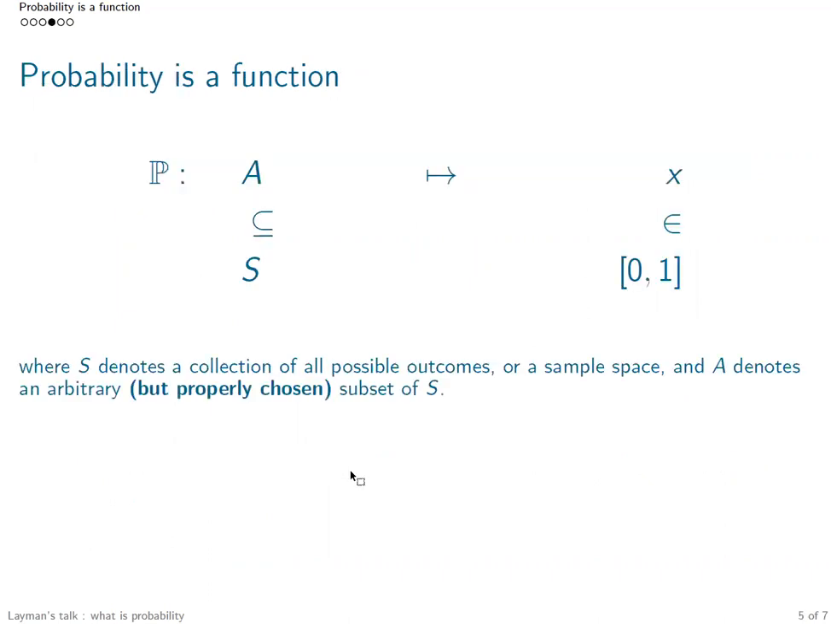Let's formally write it down. If S denotes a set, a collection of all possible outcomes, our sample space, and A is a random event containing selected outcomes, right? So it's a subset of S. We're going to use probability to map A to a real number between 0 and 1.